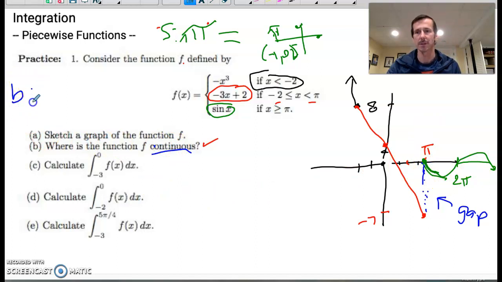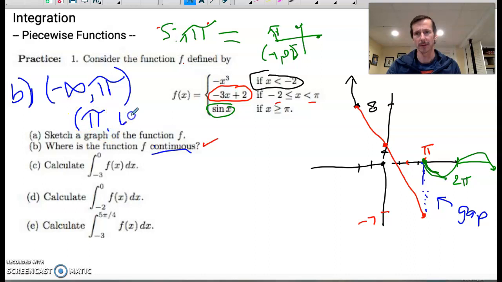So the answer to B would be it's continuous from -infinity until I get to pi, does not include pi, and then after pi, the rest of the way, the sine function is continuous. So official notation, I'll put a U in there for union. So that's indicating that it's not continuous at pi. There's a discontinuity at pi.